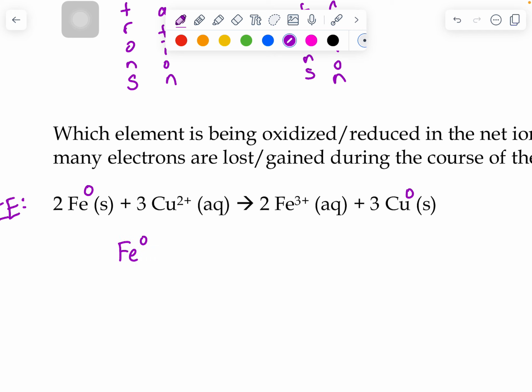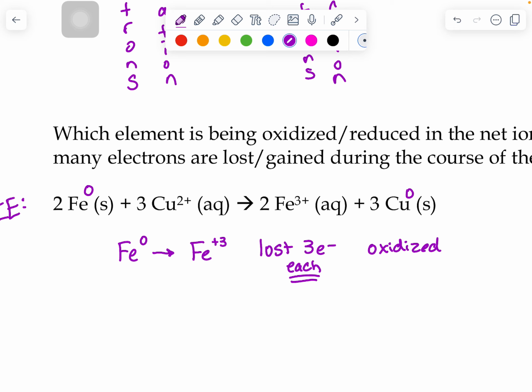So when we compare the left-hand side to the right-hand side, do you see how your iron starts as neutral? And then during the course of the reaction, it becomes a positive 3 charge. For that to happen, it must have lost 3 electrons. So if it's losing 3 electrons, that means that our iron is being oxidized. LEO, losing electrons is oxidation. But it loses 3 electrons each. There are 2 irons in our balanced equation.